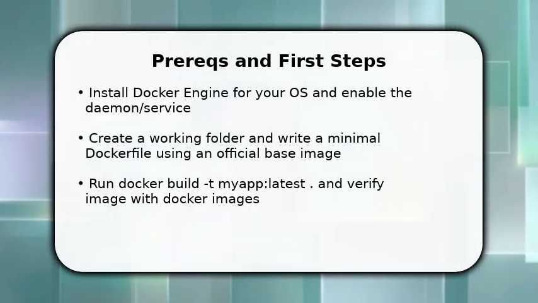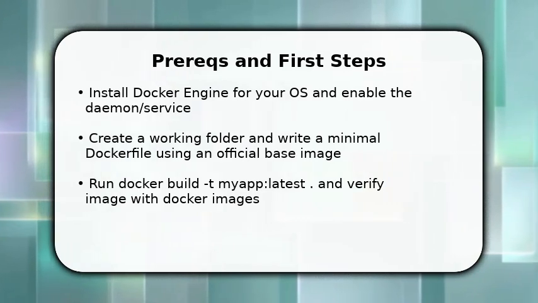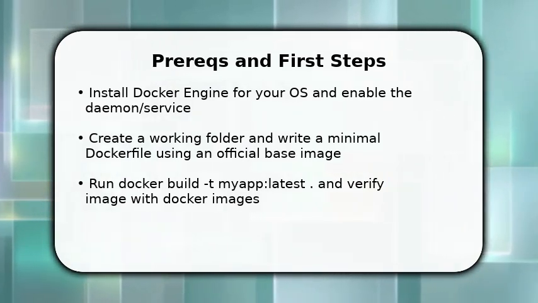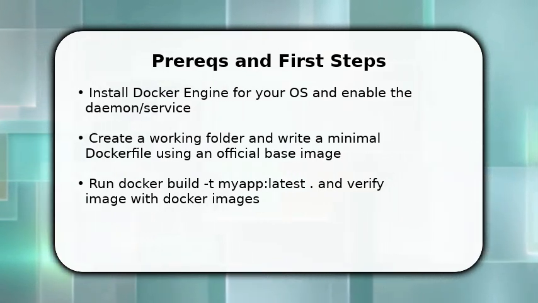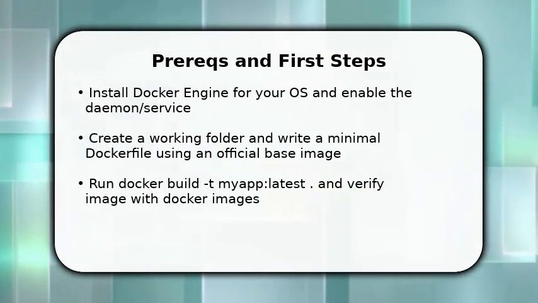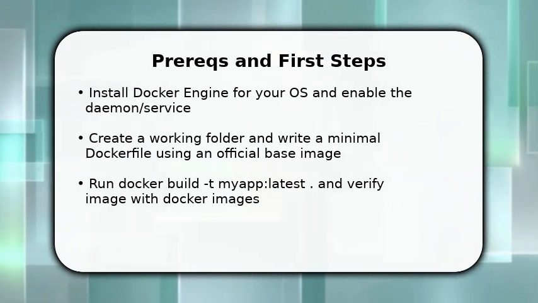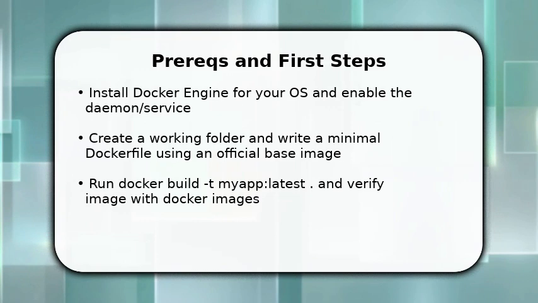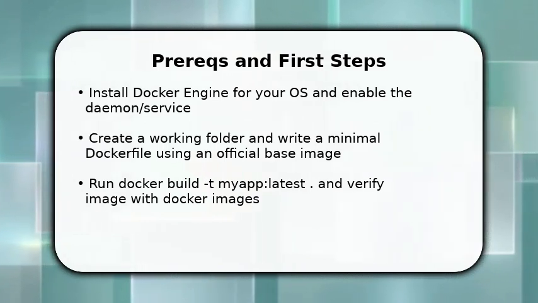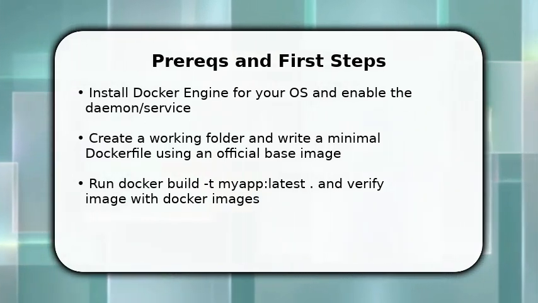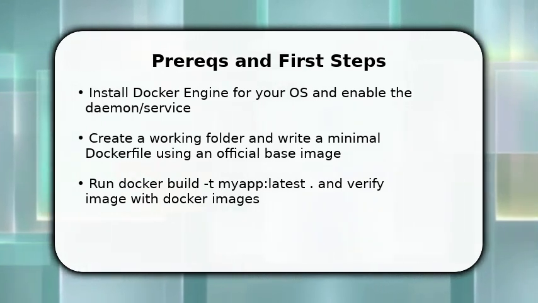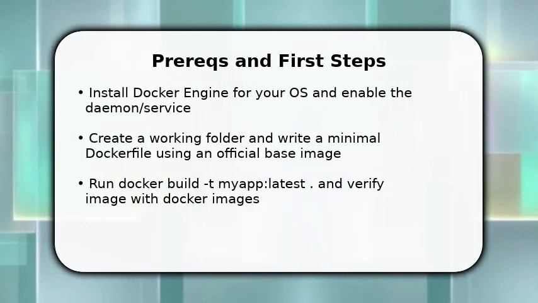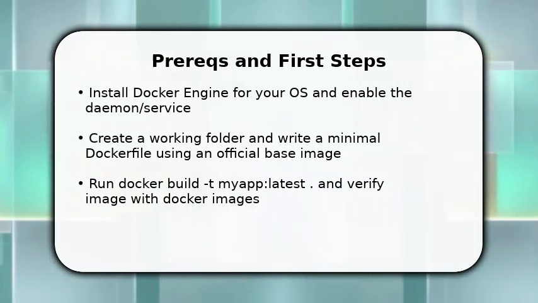You should begin by confirming Docker Engine is installed and the daemon is running. This is non-negotiable. Next, create a project folder and add a concise Dockerfile that uses an official base image and copies your app. Once done, run docker build -t myapp:latest to produce an image, then list images with docker images to confirm. These first actions get you from 0 to a concrete image you can run and iterate on immediately.